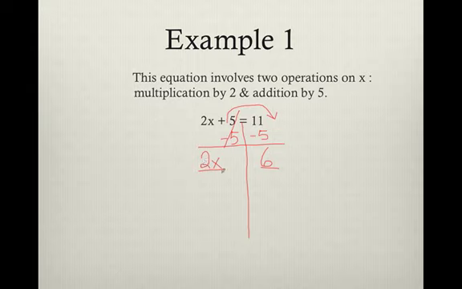So this is 2 times x. The inverse operation of multiplying by 2 would be dividing by 2. So I need to divide both sides of my equation by 2. 2 divided by 2 leaves me with 1. So this is 1x. But again, in algebra, there is an assumed 1 coefficient in front of the x. We do not write it. We know it's there. It may be invisible, but we know it's there. 6 divided by 2 is simply 3. So we end up with x is equal to 3.